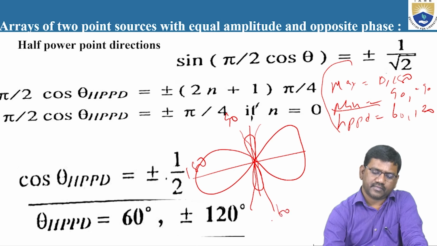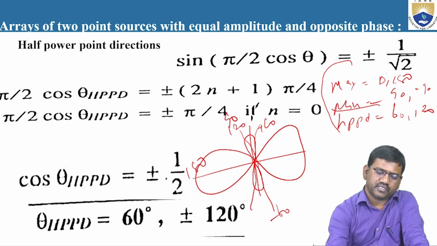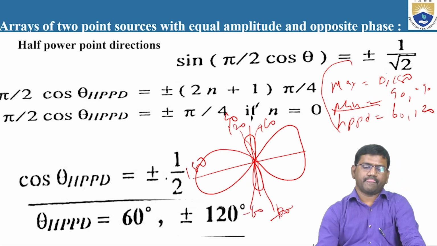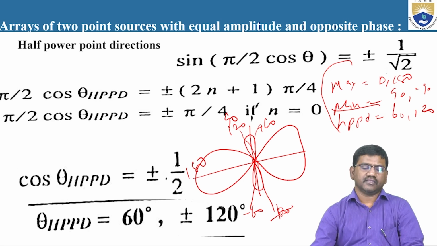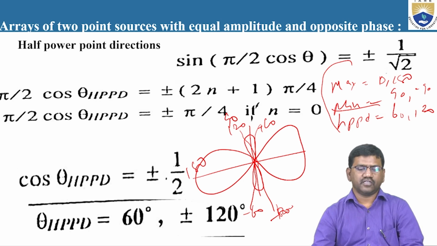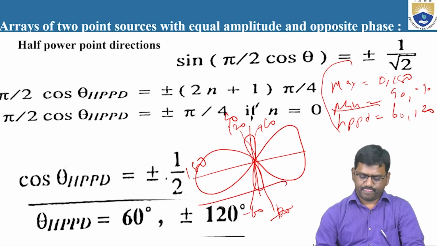So this is 60, minus 60. This is plus 60. And this is 120. This is minus 120. And this is minus 60. So like this, you can draw the radiation pattern for arrays of 2 point sources. If we find the resultant field strength, E is equal to sine of pi by 2 cos theta. From this function, we have drawn the radiation pattern.